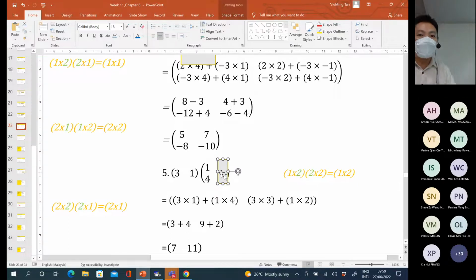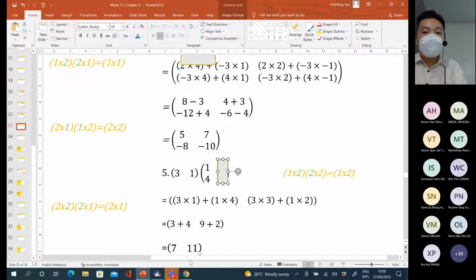Okay, so now we try to get the value for 7, because this location is at the first row, first column, right? So we need to use the elements from the first row of matrix A, multiplied with the elements from the first column of matrix B. So I'll hide the other column, we only need this column. So how to form 7, which is 3 multiply 1 plus 1 multiply 4.